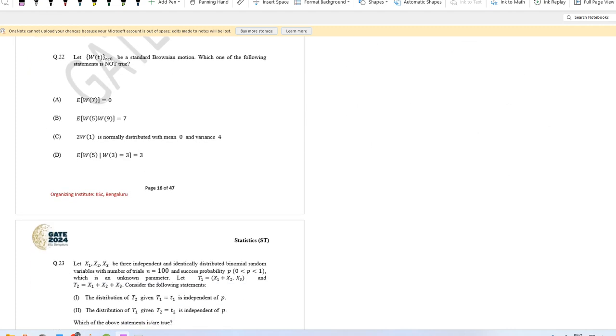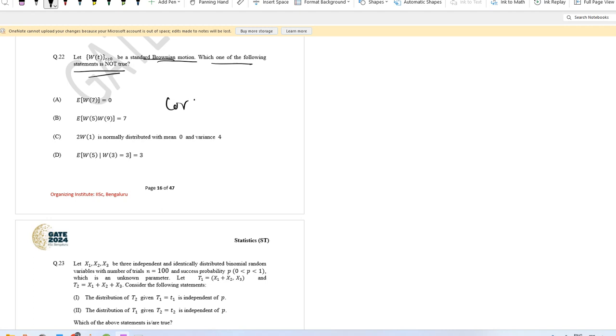नेक्स्ट क्वेश्चन की तरफ चलेंगे। 22 में ये दिया हुआ है W of t is a standard Brownian motion, which of the following statement is not true? Okay, standard Brownian motion, so E of W7 equal to 0.